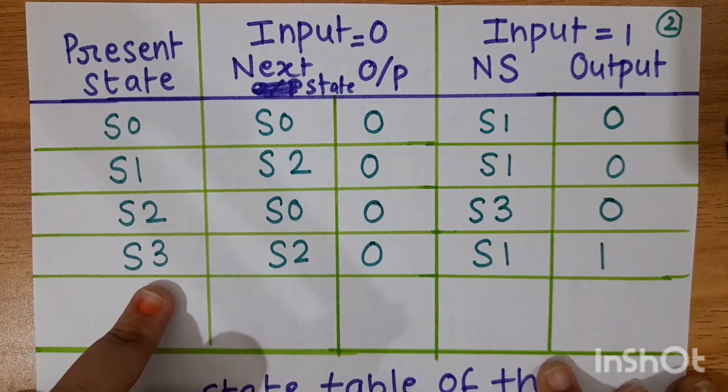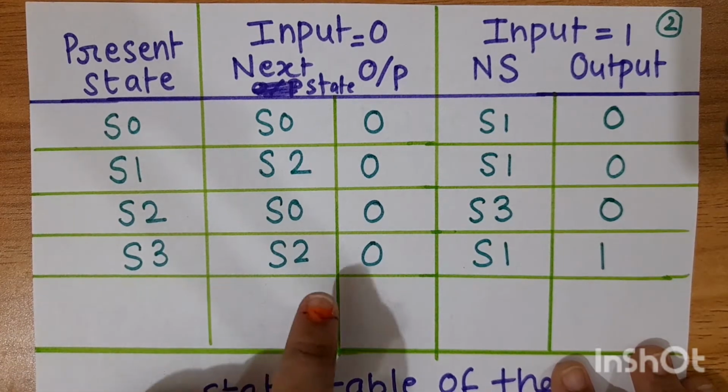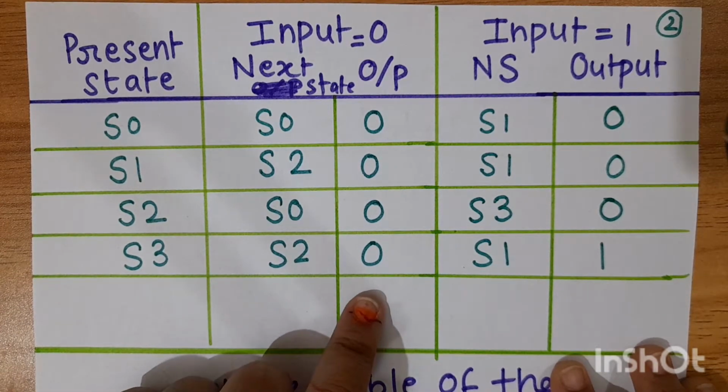I reach the S3 state, 1, 0, 1. Now, from 1, 0, 1, if I get 0, what will happen? 1, 0, 1, 0 would be the pattern. The last 2 bits can be the beginning 2 bits of the next pattern. So from S3 I move to S2 and output is 0.